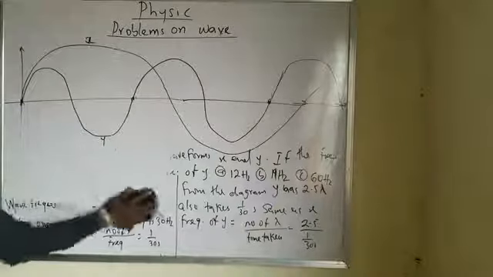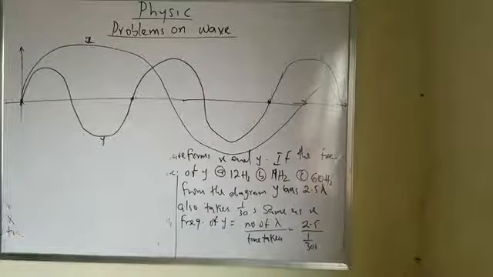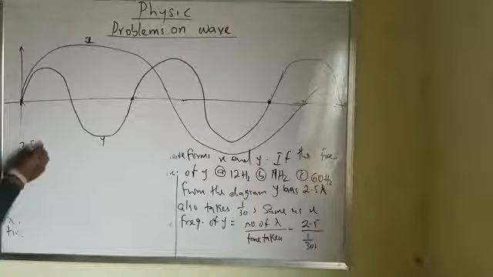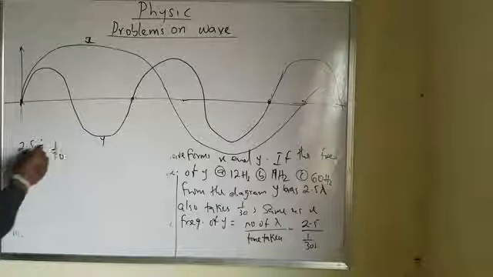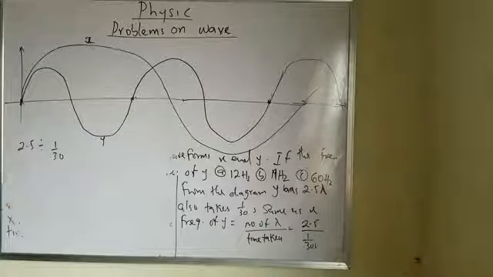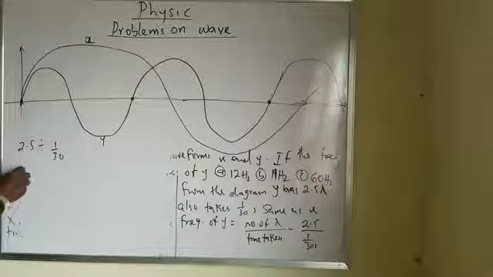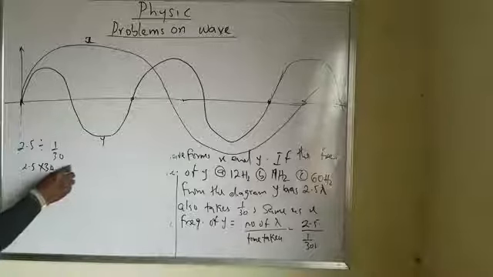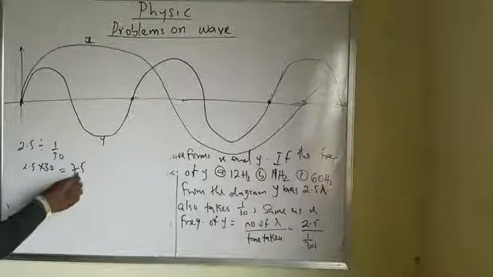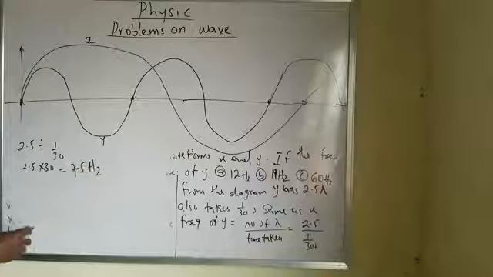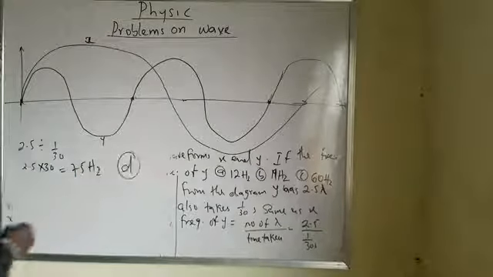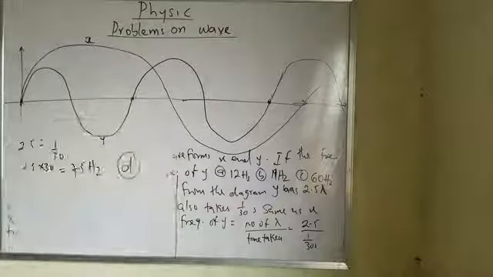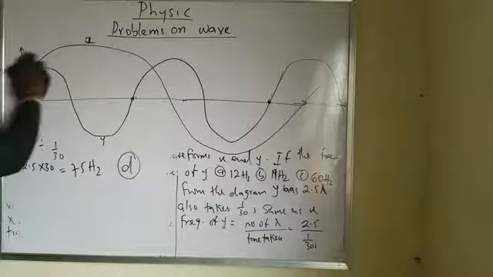From that, I can now say that 2.5 divided by 1 all over 30 implies 2.5 multiplied by 30, which is equal to 75 Hz. That is my answer. It means my answer is option D. That's the solution for that one.